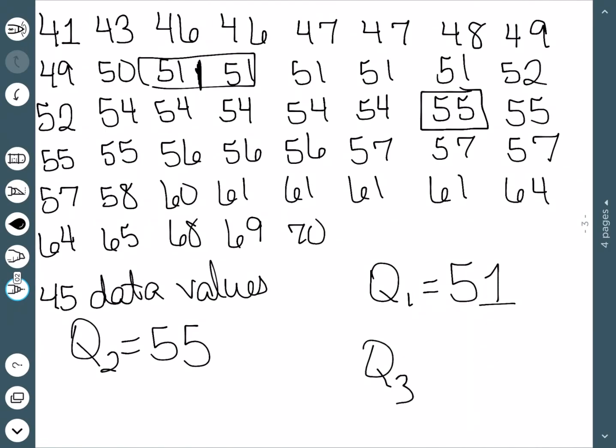For Q3, once again, there's 22 numbers. And if we count 11, we have this spot right here where there's 11 above and 11 below. So Q3 is halfway between 58 and 60, which is going to be 59. So now I have my Q1, Q2, and Q3.